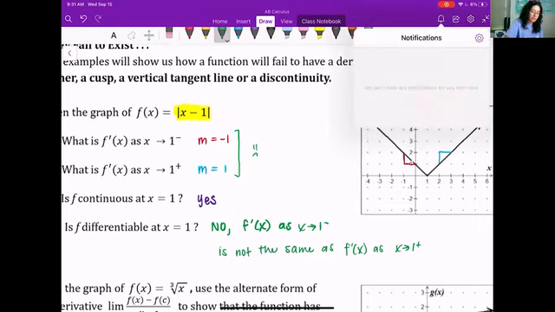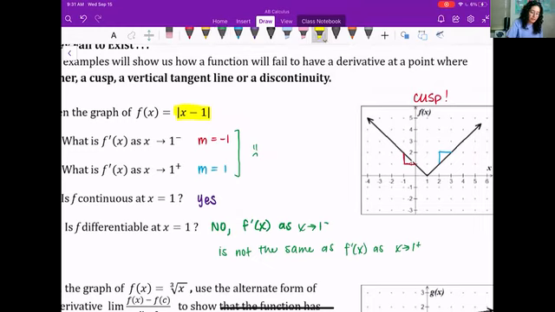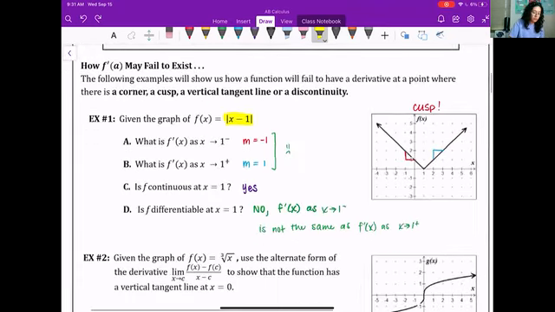It's continuous. I can trace the function without lifting my pencil. No issue there, but I cannot take the derivative at x equals 1 because there's that cusp there. Okay, and I know this is going to happen anytime I have an absolute value function. Wherever the inside of my absolute value equals 0, that's where the cusp is going to occur. Okay, so this is our first example. Absolute value functions will have a non-differentiable point.